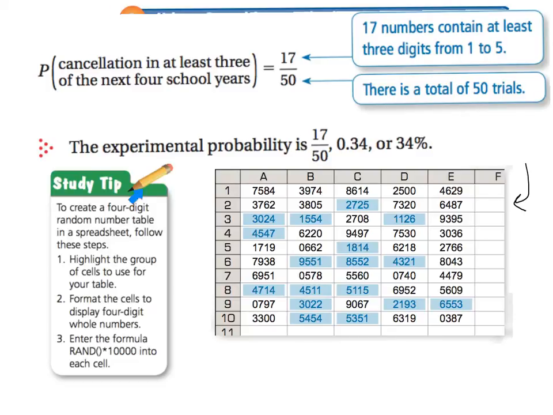Now, your study tip is this. To create a 4-digit random number table in a spreadsheet, highlight the group of cells to use for your table. You're going to format the cells to display a 4-digit whole number, and then you're going to enter this formula in each cell to actually run this random generator. I will go over this with you to show you how this all works.